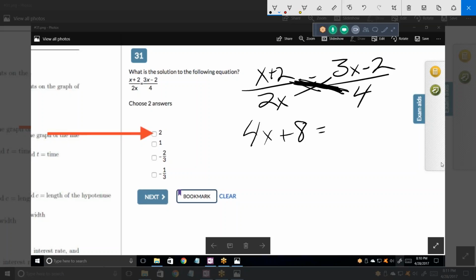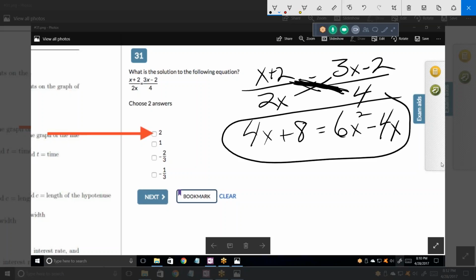Now multiply the other side. It's 6x squared. You've got to multiply the 2 times the 3, and you also have to multiply the x times the x. So 6x squared minus 4x. Correct. Now just combine like terms. In other words, this is automatically easier, right? No denominators. When you don't have any denominators, equations are much, much easier to solve.